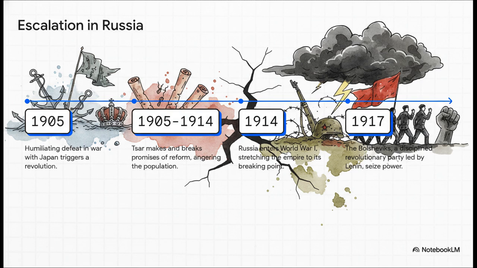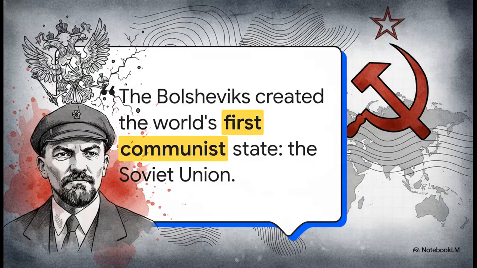Then comes the knockout blow, World War I. The empire just can't handle the strain. The whole system cracks, then shatters. And in that chaos of 1917, a small, disciplined, and pretty ruthless group, the Bolsheviks, saw their chance and grabbed power. And the result? Well, it was something that changed the entire 20th century.